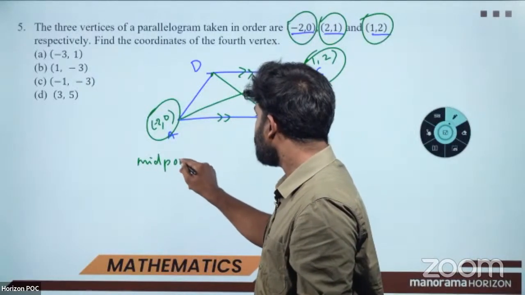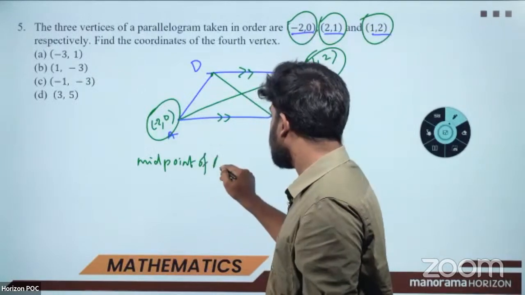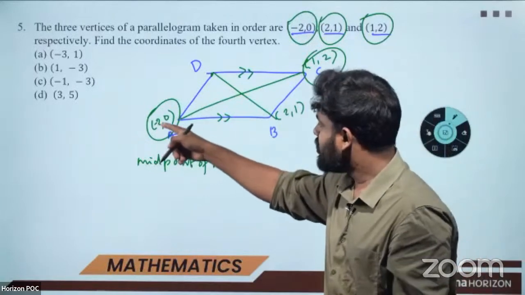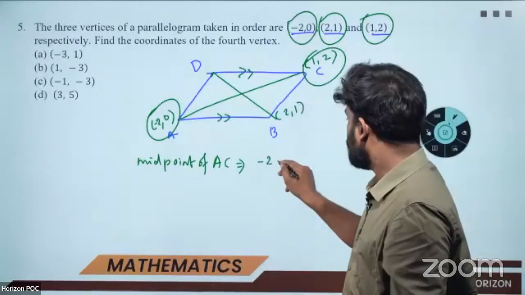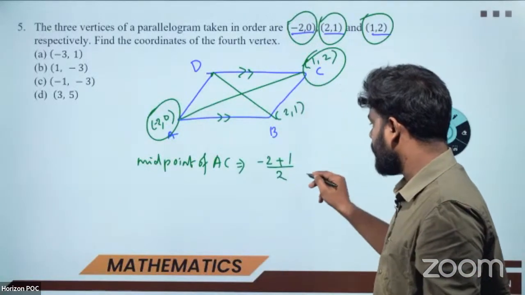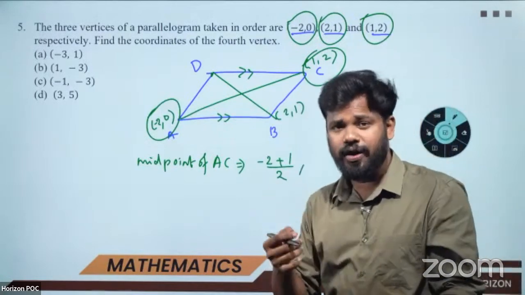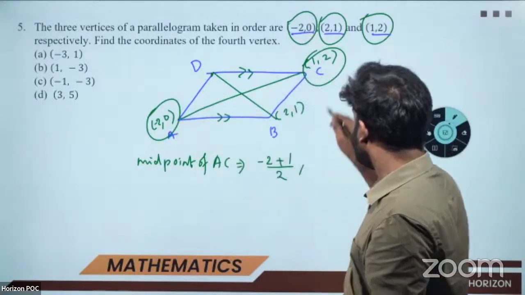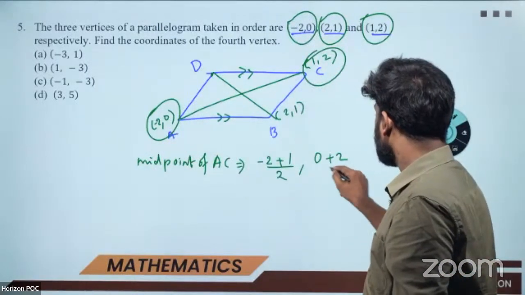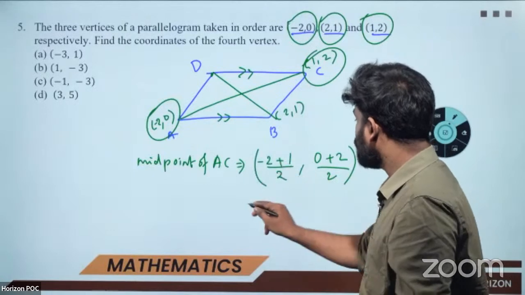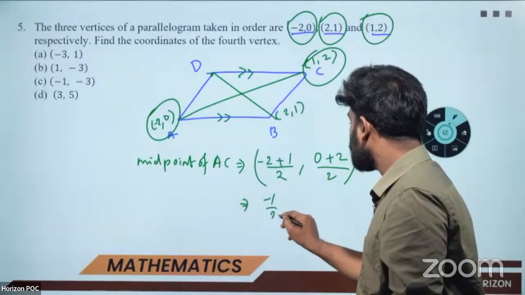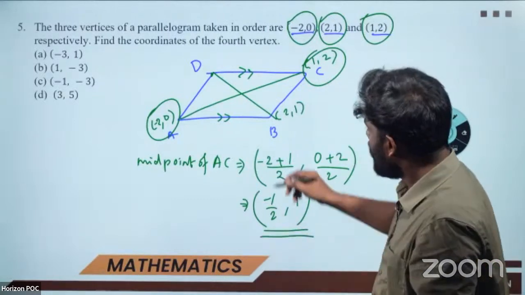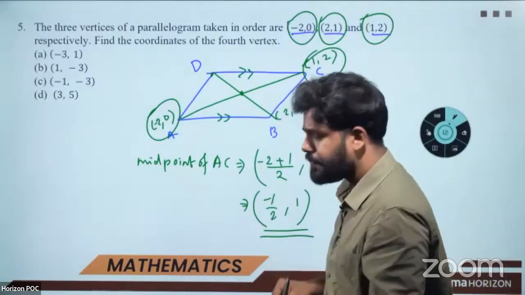So what will be the midpoint of AC? Since I have -2, 0 and 1, 2, the x coordinate will be -2 plus 1 by 2, and the y coordinate will be 0 plus 2 by 2. So -2 plus 1 is -1, giving -1 by 2, and 0 plus 2 by 2 is 1. So this is the midpoint which is over here, right?